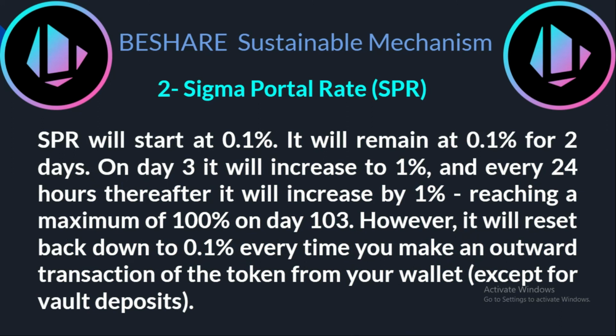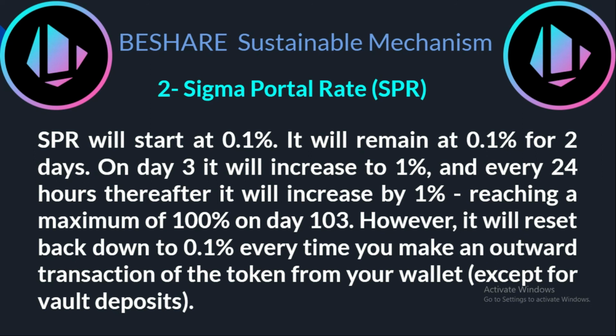So BShare SPR will start at 0.1. It will remain at 0.1 for 2 days. On day 3, it will increase to 1%, and every 24 hours thereafter it will increase by 1%, reaching a maximum of 100 on day 103, which means about 3 months. However, this is very important to understand. It will reset back down to 0.1 every time you make an outward transaction of the token from your wallet, except for vault deposit. When you want to just deposit in the vault, there is no reset.